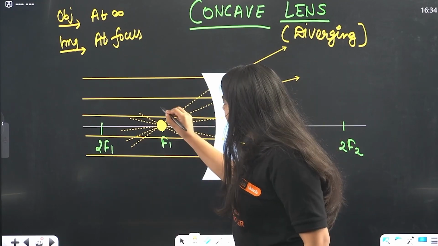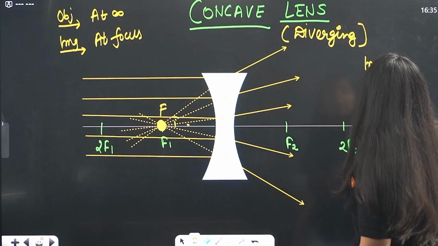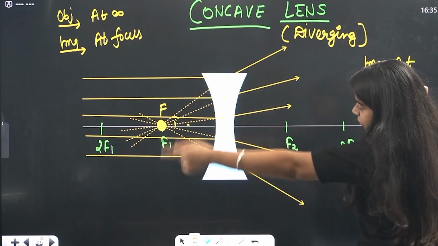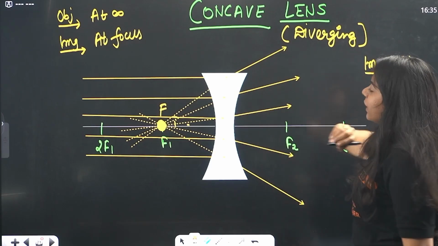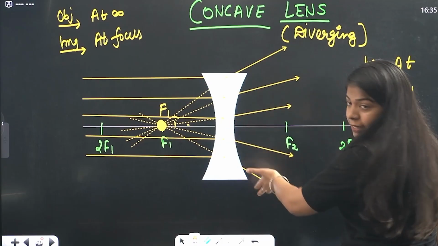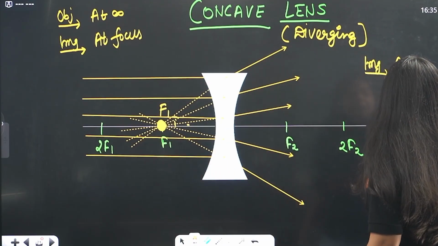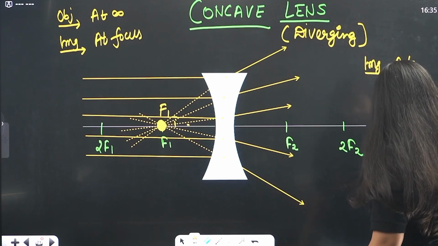Okay. So this is your focus. So the image will be where? Now ma'am, the image is not at F2. In a convex lens it was F2. The image is at F1 only now. Ma'am, are real rays meeting? No ma'am, real rays are not meeting. So the image will be virtual and it will be erect.